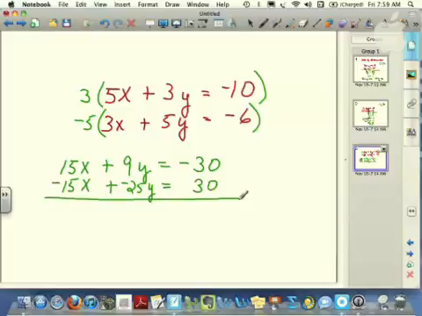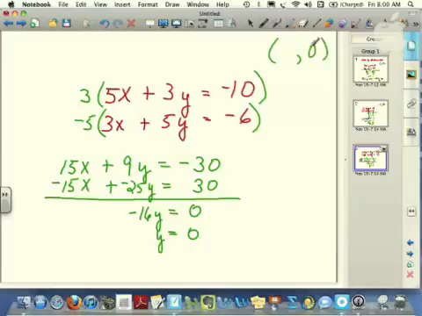Now I have two equations, and you can see that the x values are going to add up to 0, and I will have 9y and negative 25y. That's going to be a negative 16y equals 0, and so y equals 0.